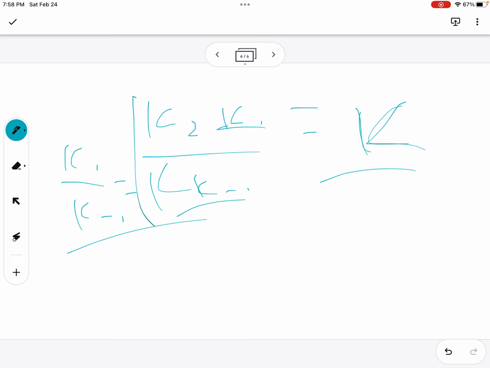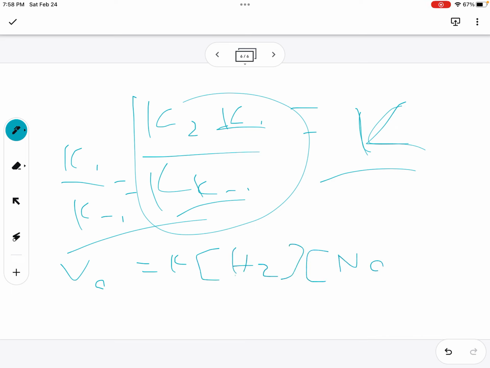So anyways, we're getting rid of all these K's. So we're saying that V naught is equal to K times H2 NO. And that's how we use a steady state approximation to derive a rate law.